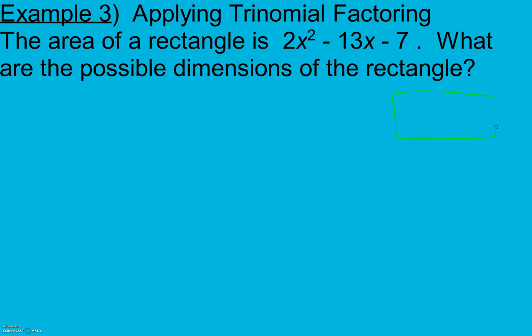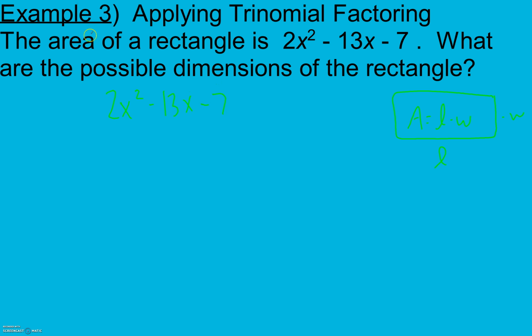So again, we have a rectangle here, and we have length times width. So we need to get this down into two things that are multiplied together, two factors. In order to find the area, we take length times width. So here is in standard form our answer, but we want to know which two things to be multiplied together. So we need to factor this. 2x squared minus 13x minus 7.